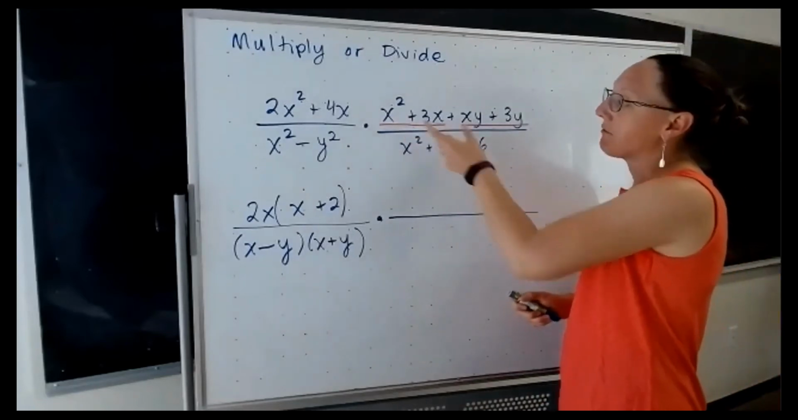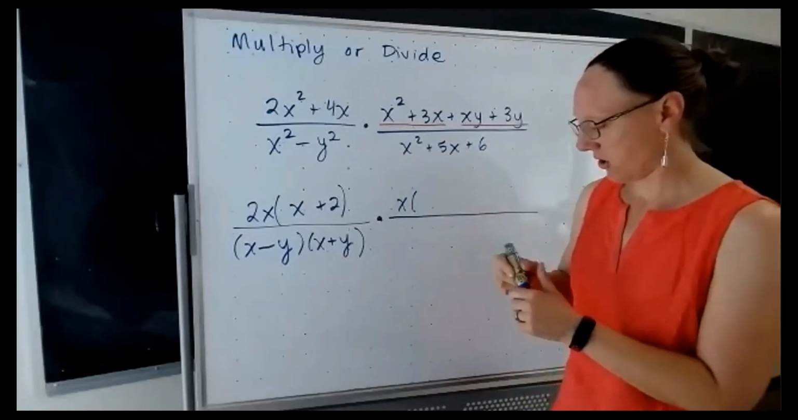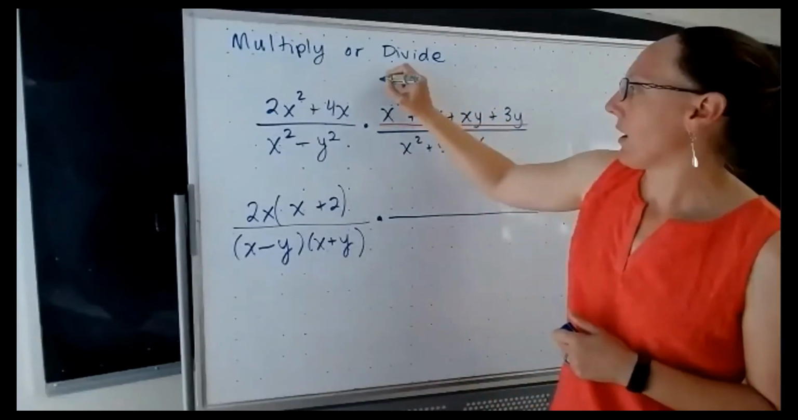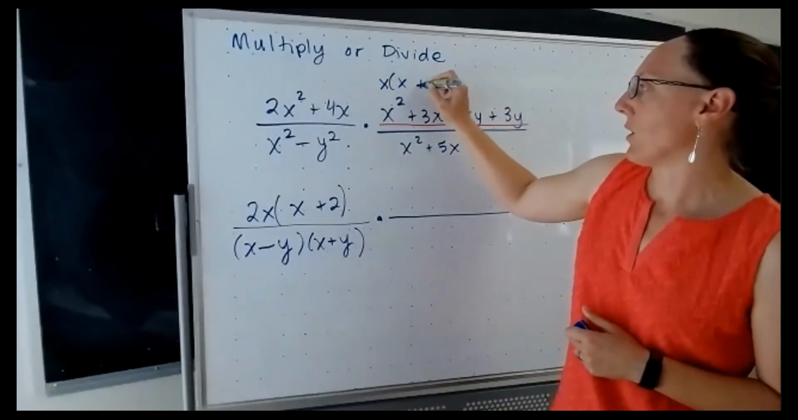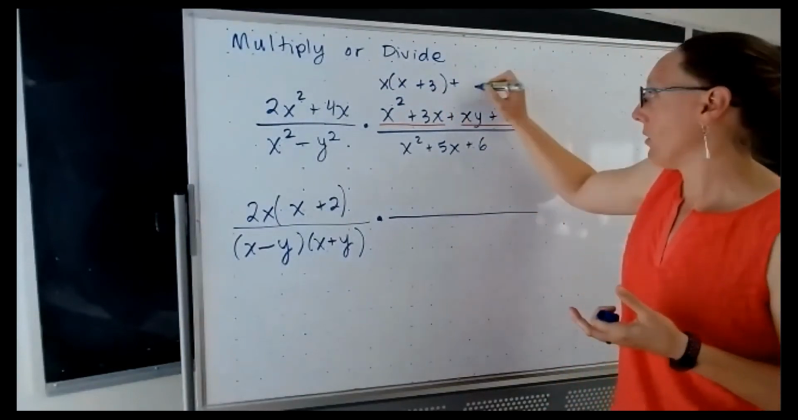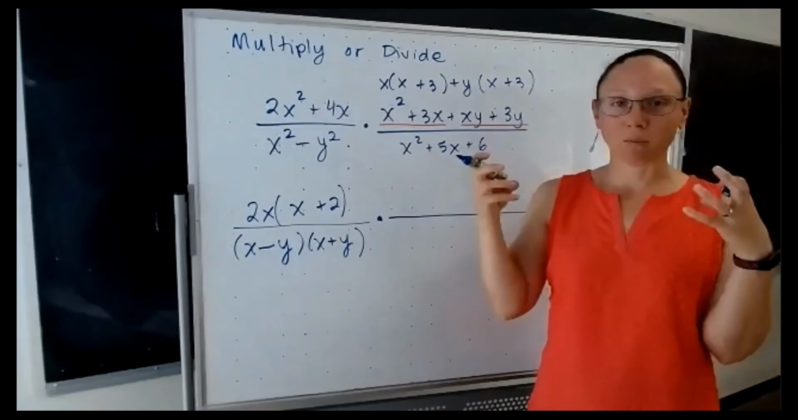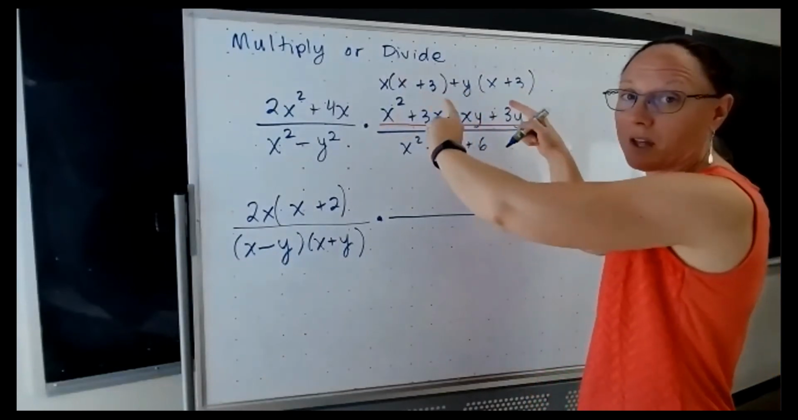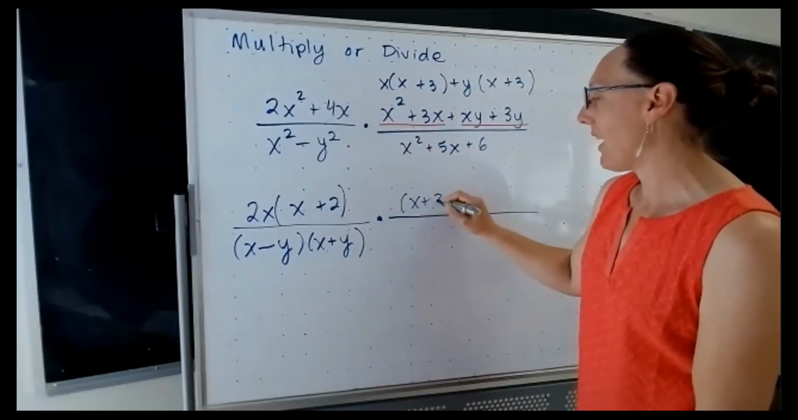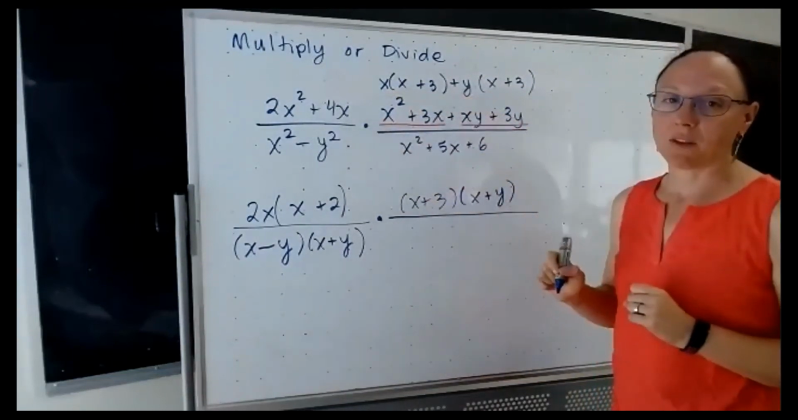So when I look at my first group, the thing that they have in common is an x. And if I pull the x out, actually, let me do it up here just to save a little space on the board. So here I can pull an x out and then I'd be left with an x plus 3. And from my second group, I can pull a y out. When I do that, I'm left with another x plus 3. So now that I've grouped them, now I can factor them. Now each of these has an x plus 3 in common. So the x plus 3 I can pull out in front, and then I'm left with that x plus y.